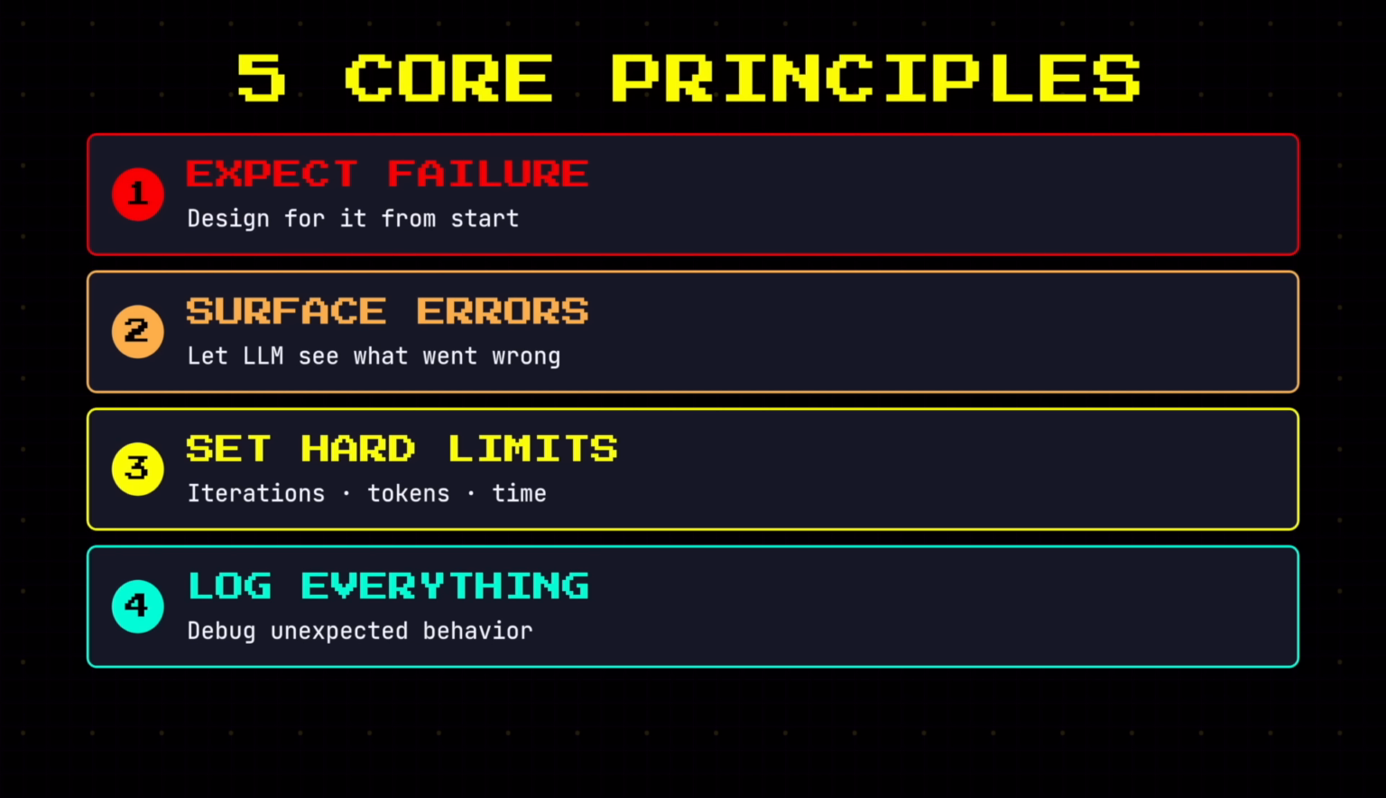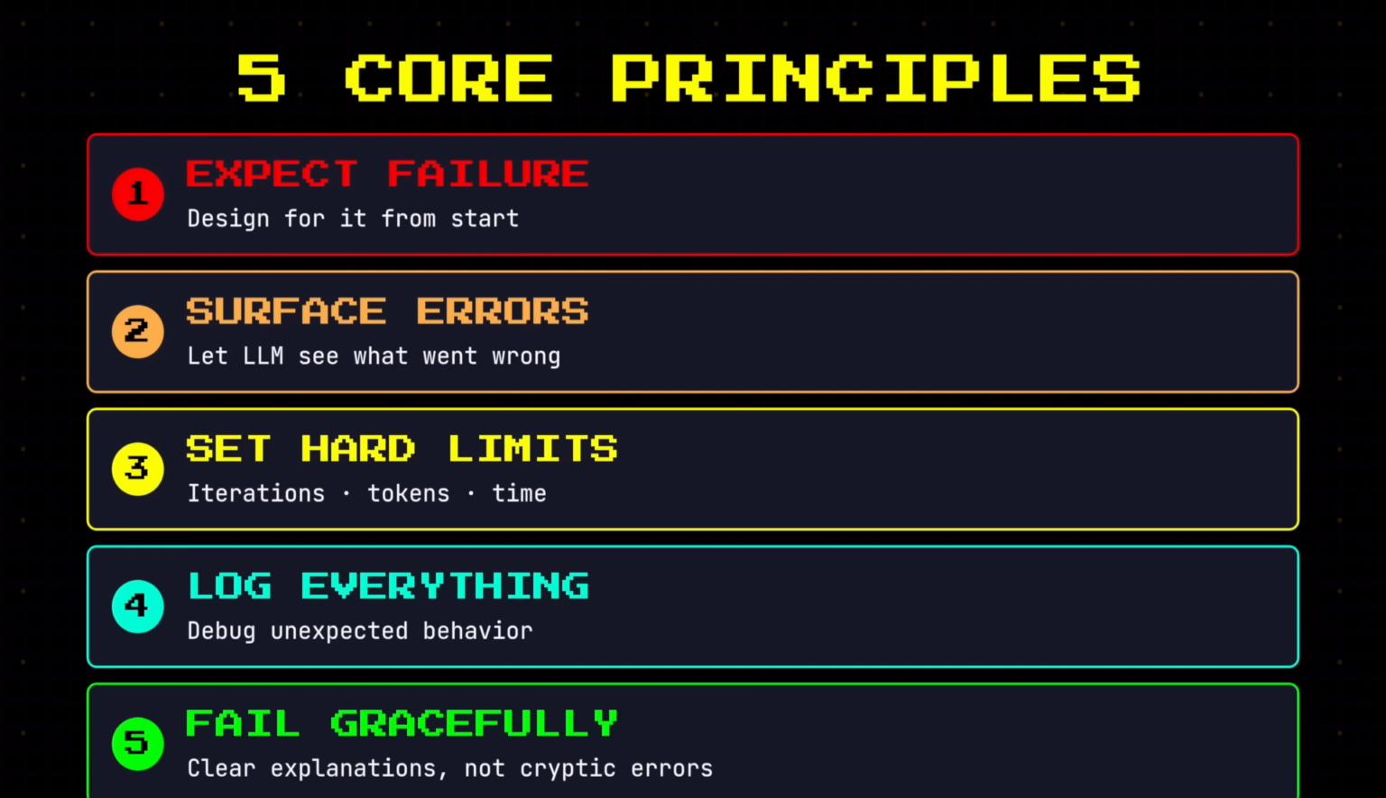When an agent takes an unexpected path, logs help you understand why. 5. Fail gracefully to the user. Give clear explanations, not cryptic error messages. OpenClaw implements all of these patterns.